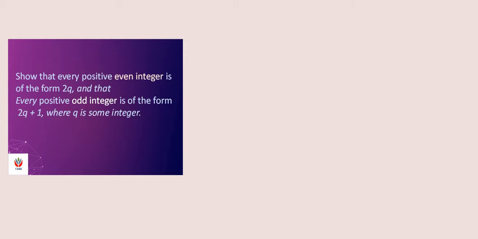So next example: show that every positive even integer is of the form 2q, and that every positive odd integer is of the form 2q plus 1, where q is some integer. For this type of question, we have to decide the b value. A is as it is, you have to take b as 2. Based on the question, b changes.